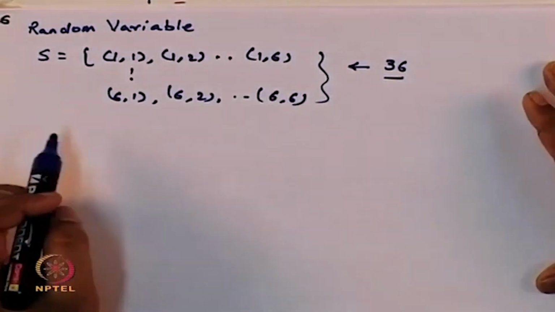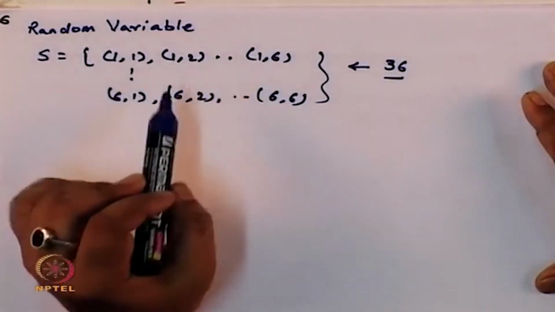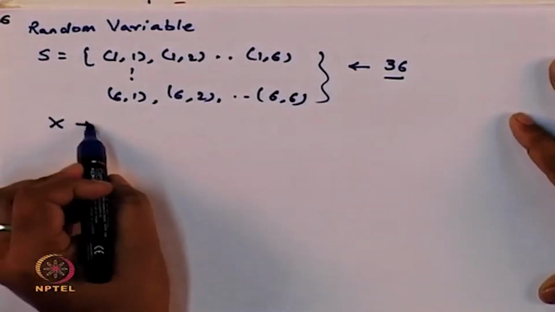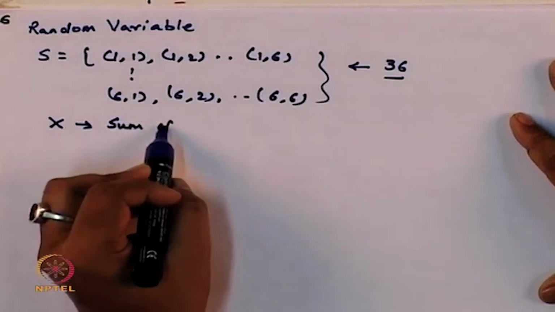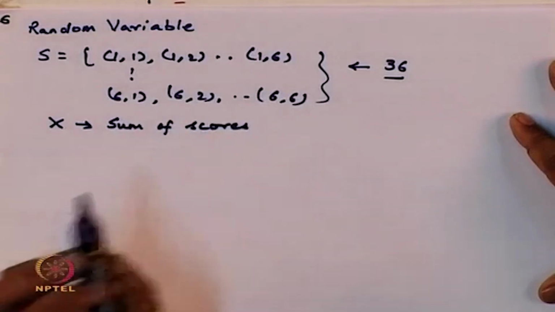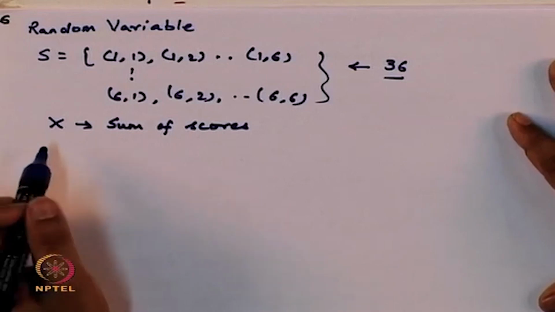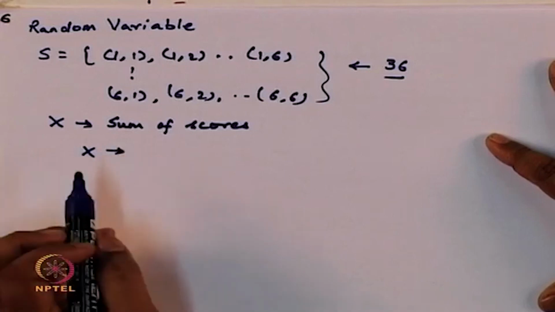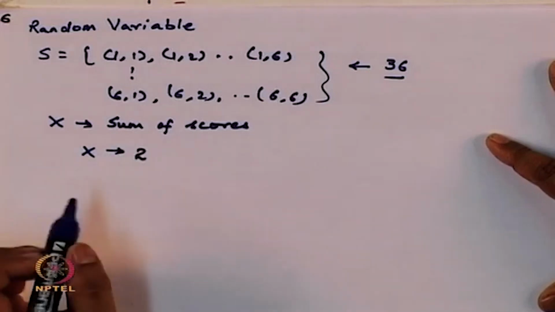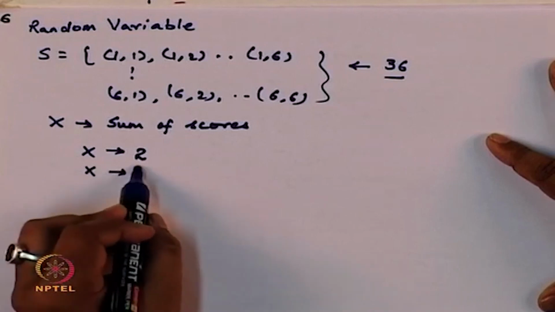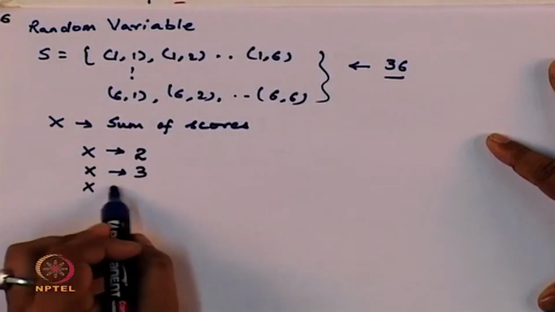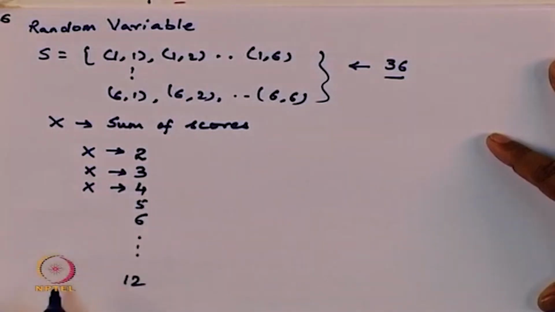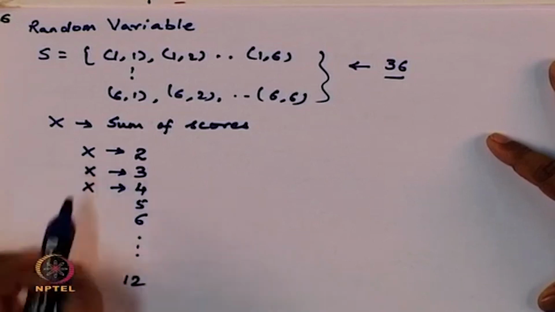But instead of being interested in just this combination alone, let us say I can decide a variable x which is the sum of scores. If that was possible, then what are the values of x which are possible? X can be equal to, minimum value is 2, I can have 3, 4, 5, 6, up to a maximum value of 12. So, x is a random variable.